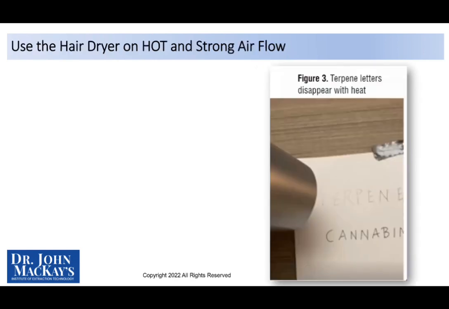This is a picture of it in action. And you can see as the heat of the hair dryer is going onto the paper, again, the taped paper, the terpenes slowly go away. Now you have a number of different fun experiments you can do. You can say, well, what if I don't want to put it on the highest heat? What will that heat do? So you can look at experiments based on the temperature.